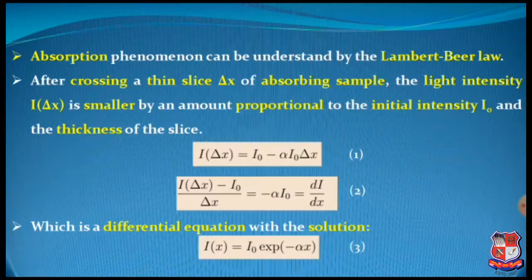Rearranging equation number 1, we get I delta x minus I0 divided by delta x is equal to minus alpha I0. The numerator term is the difference of intensity, so we have denoted it as dI. The denominator term is the difference in the thickness, that is dx, which gives a differential equation, and every equation has a solution. So the solution of equation number 2 is of the form I(x) is equal to I0 exponential minus alpha x.